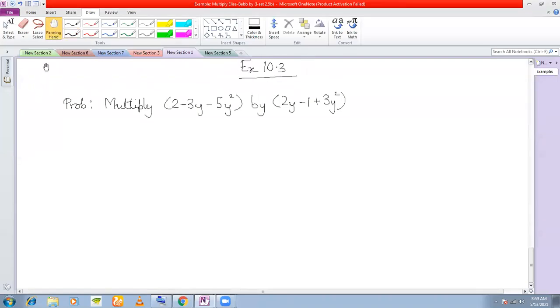Okay, now in order to start this question, you write your product first and you write the expressions that are given. So you have 2 minus 3y minus 5y square. You can write minus 5y square first also, as I have told you, and you can write 3y square first also, as I have told you, right?